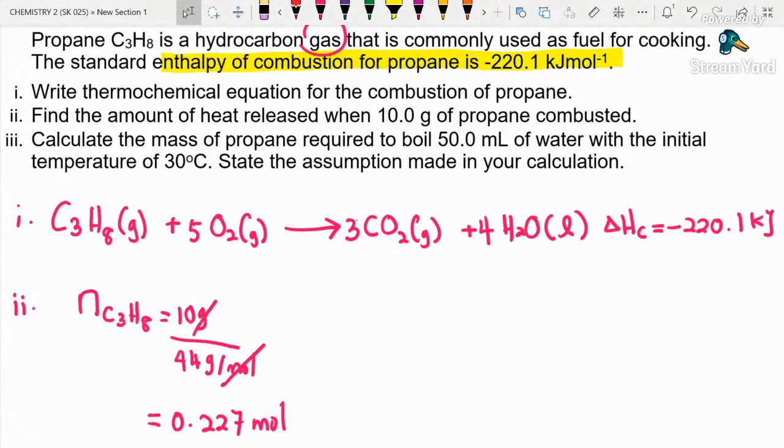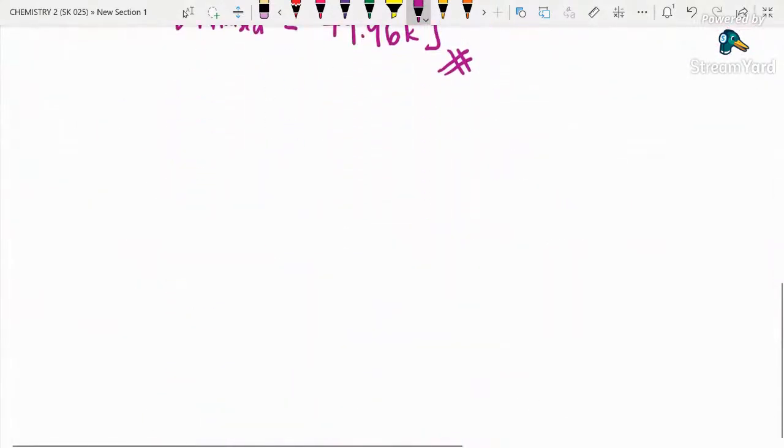Calculate the mass of propane required to boil 50.0 ml of water with the initial temperature 30 degrees Celsius. Remember, required to boil. What is the temperature for boiling water? And state your assumption. Okay, soalan assumption yang atas tu cancel. Saya tertarik 2 kali tu. Okay, so apa maknanya? Okay, the process is something like this lah.